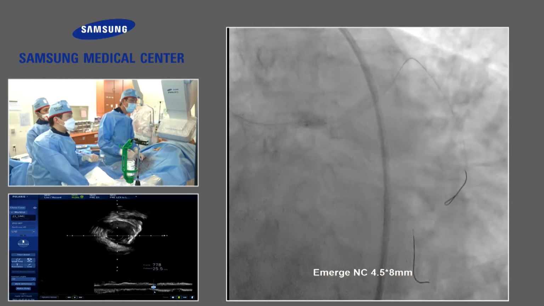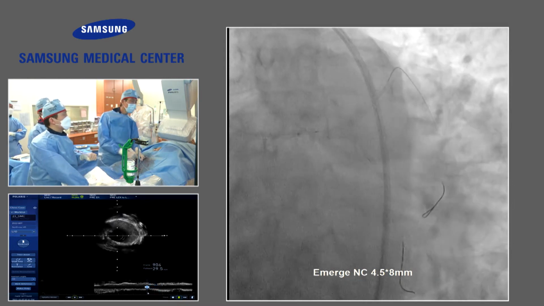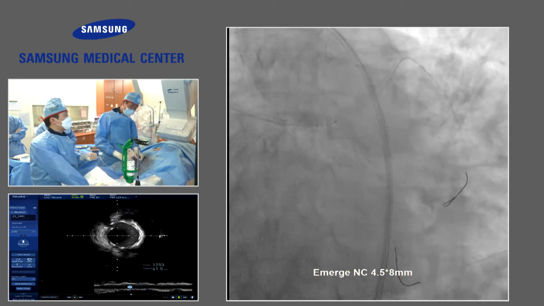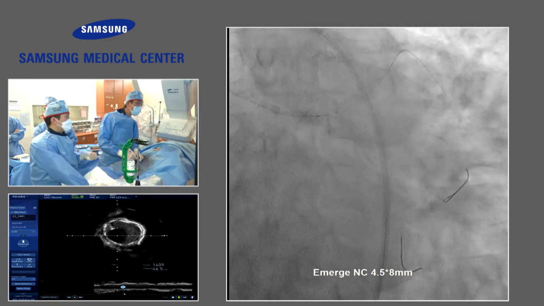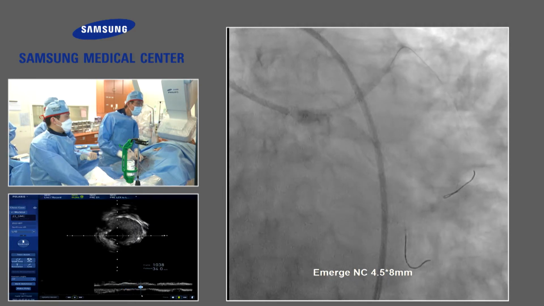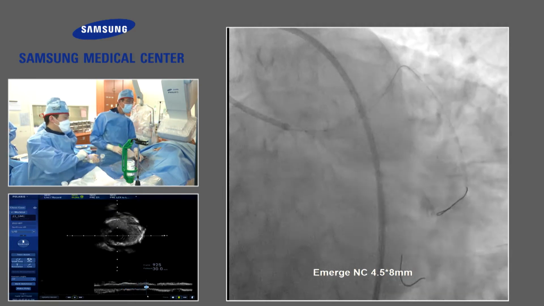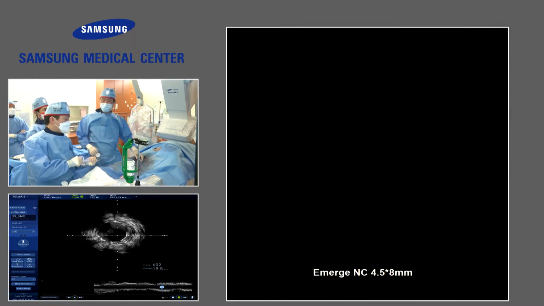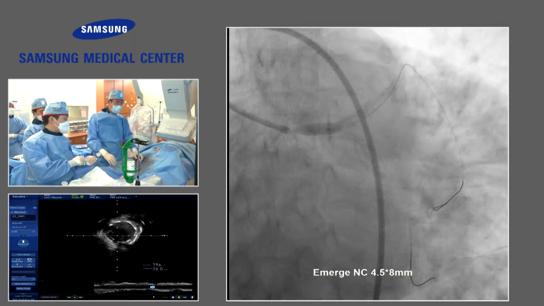So more proximal. Length 10, 8. Why 8? Too short. Test. Inflation, 18. 8 at 18 is too short. Yeah, deflation.